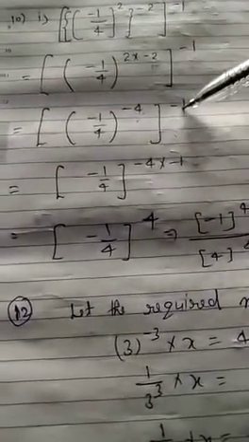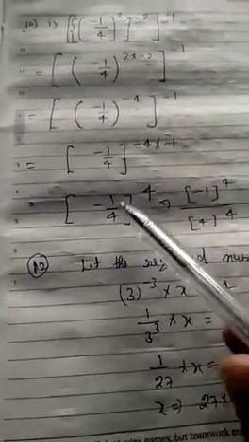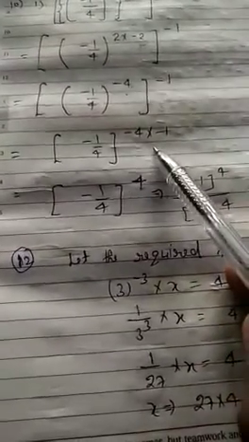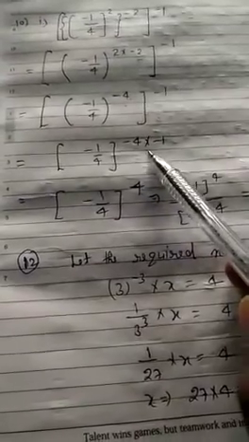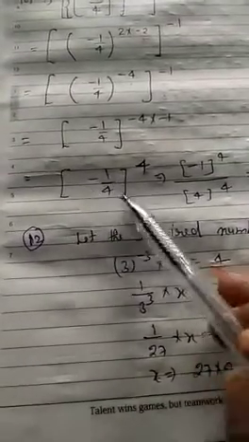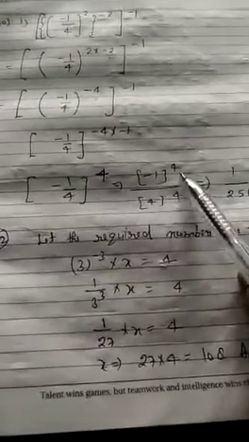Then ((-1/4)^-4)^-1. Again (-1/4) to the power -4 multiplied by the power -1. Minus 4 multiplied by minus 1 is always plus 4. Now it is (-1/4)^4. We can write it as (-1)^4 upon 4^4.